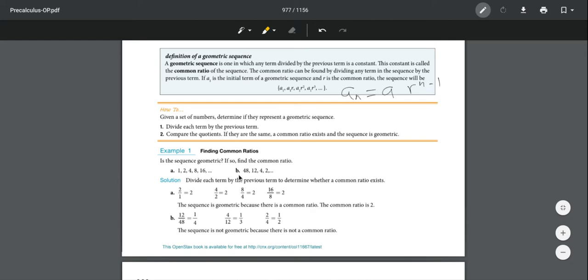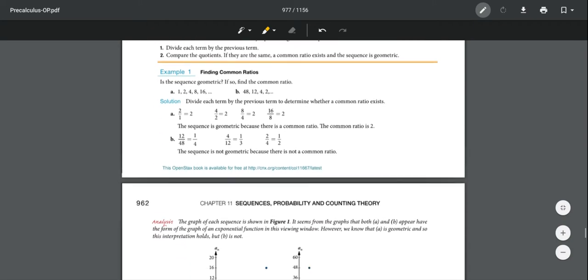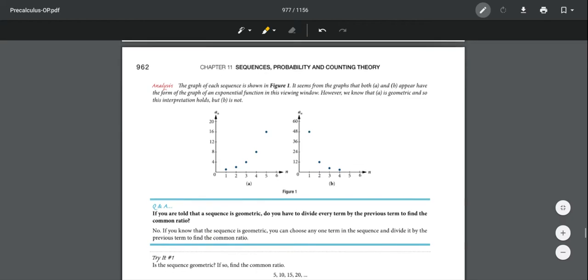And this one you do the same thing, 12 divided by 48, 4 divided by 12, 2 divided by 4. If we do that, we get a different ratio each time. So this is not a geometric sequence. This is a geometric sequence. So that's hopefully pretty straightforward.